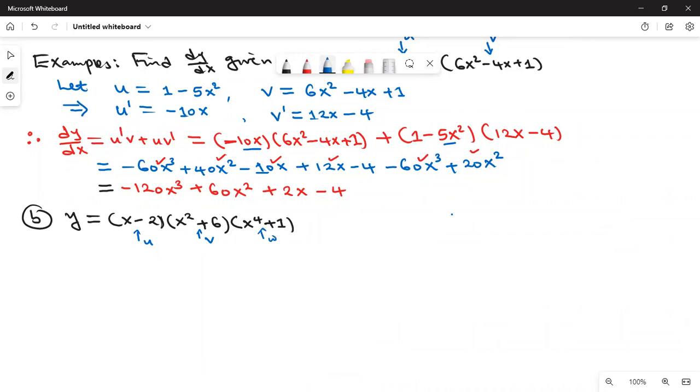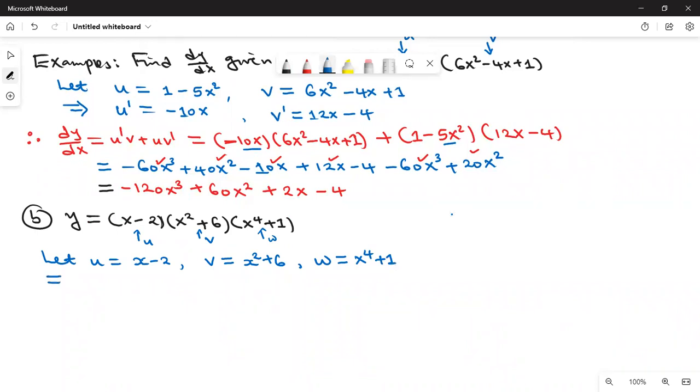So that there are 3. So you say let u be equal to x minus 2, v is x squared plus 6, and w is equal to x raised to 4 plus 1.